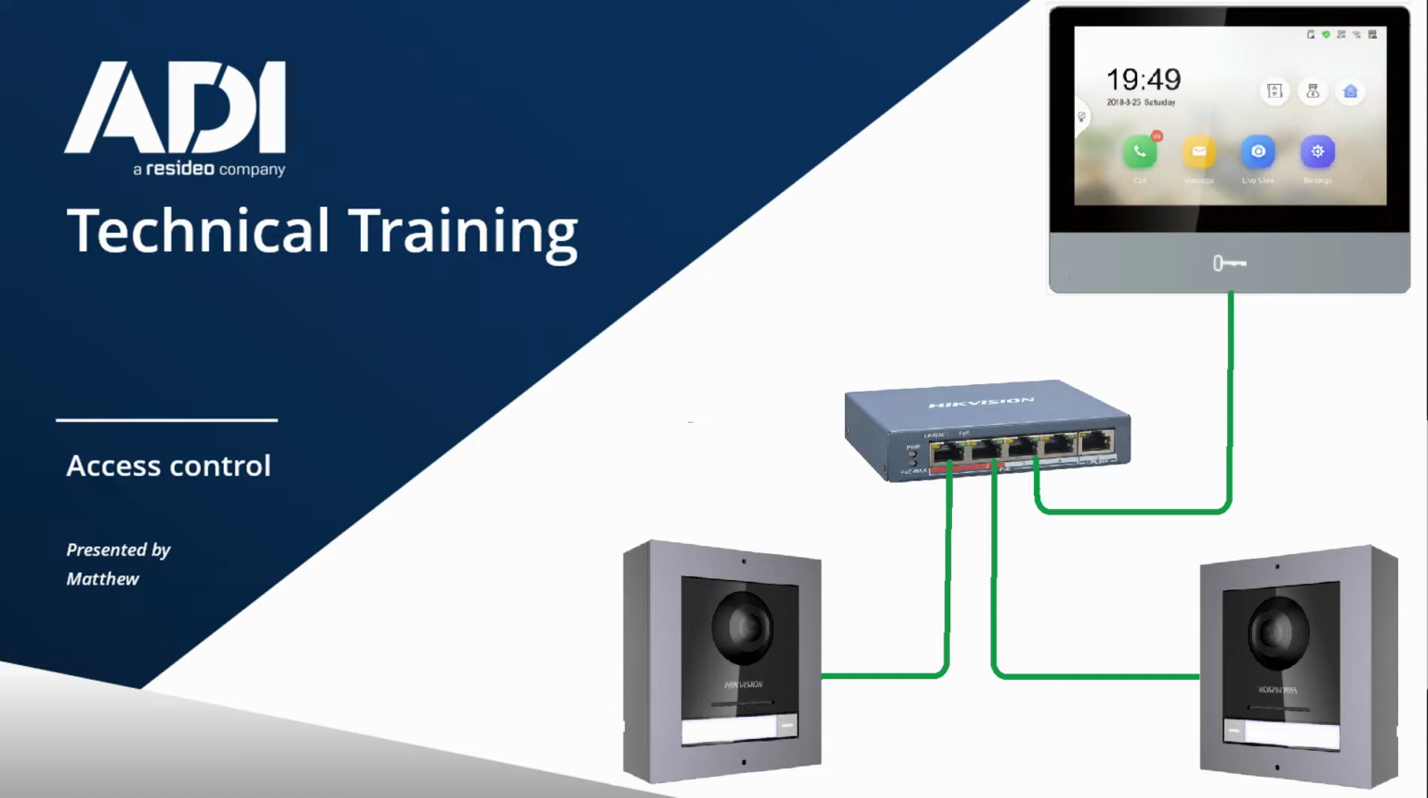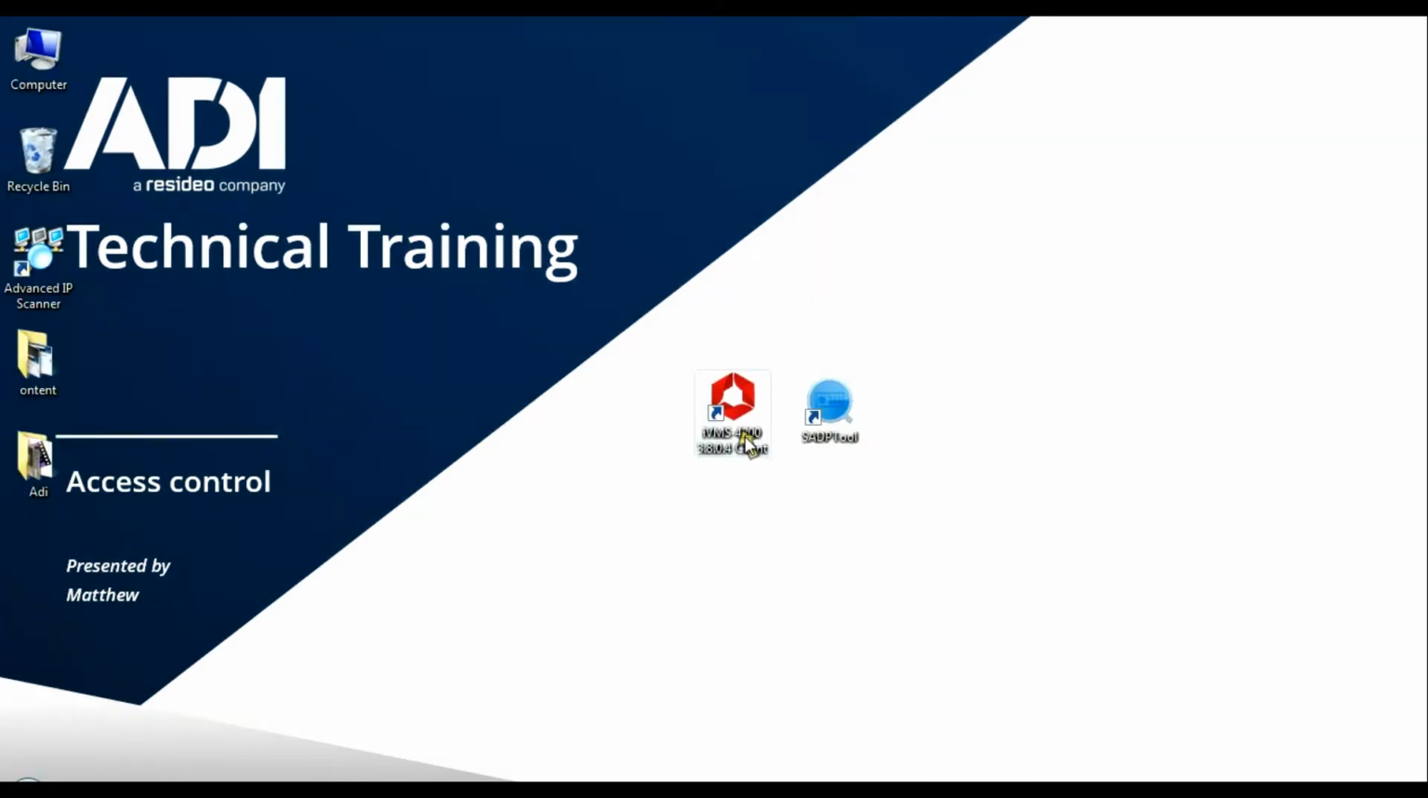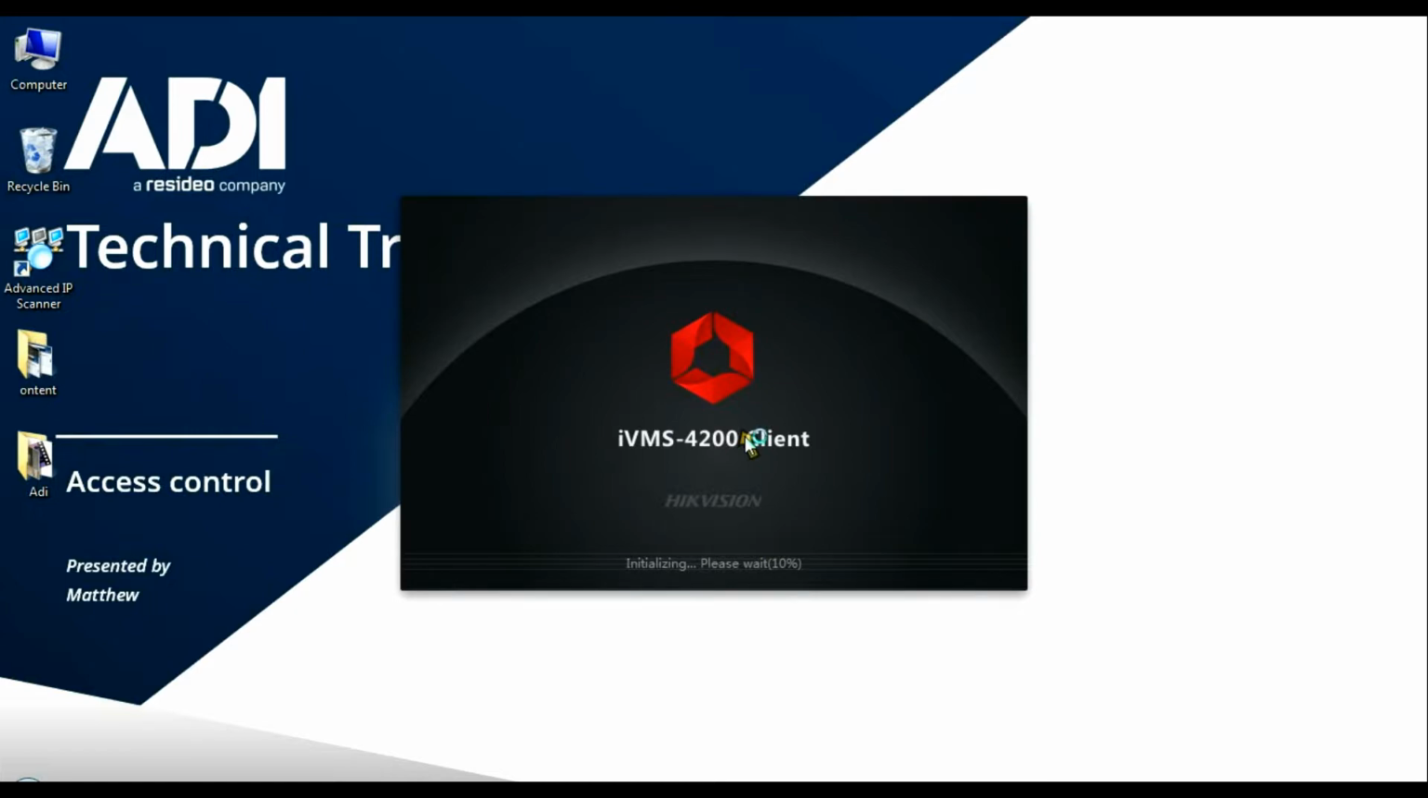In addition to the hardware, you're going to need some software. You're going to need IVMS 4200 and SADP, both available from the Hikvision website, and you're going to need a laptop to program this up. And now let's open IVMS. If this is the first time using IVMS, it asks you to set a username and a password. It gives you a prompt.